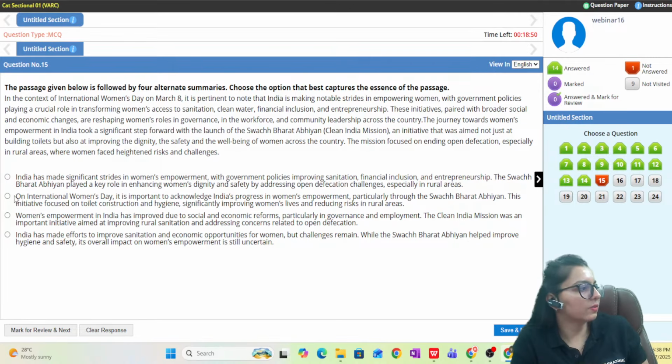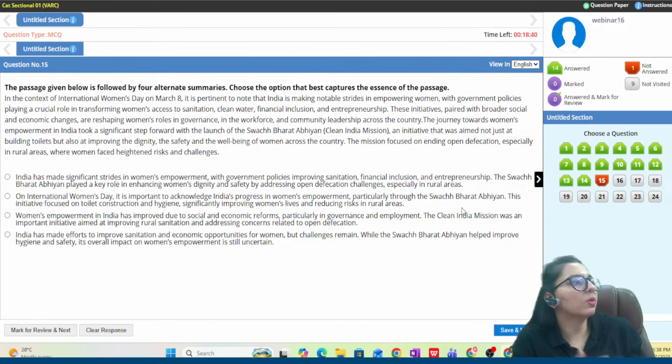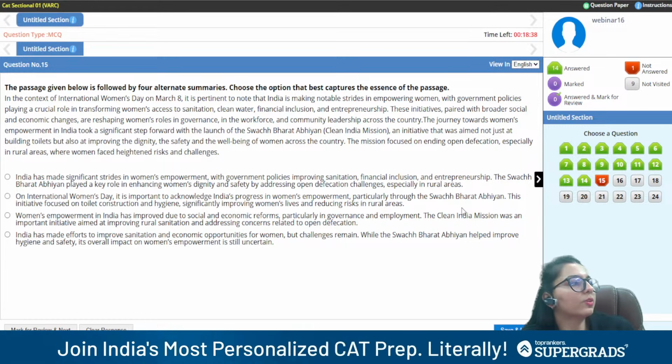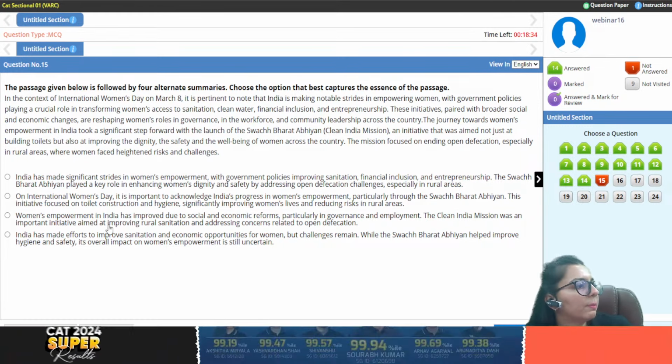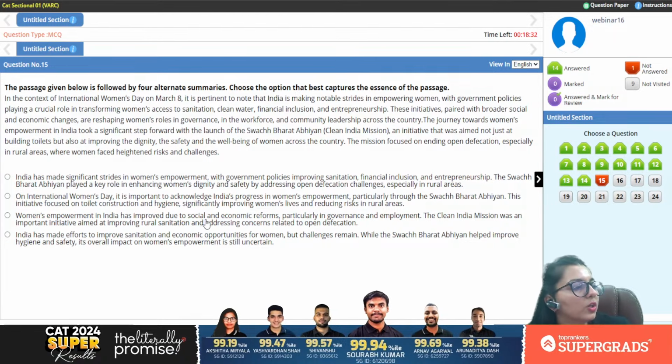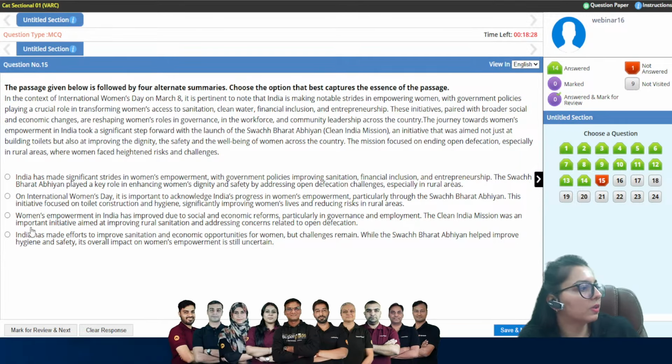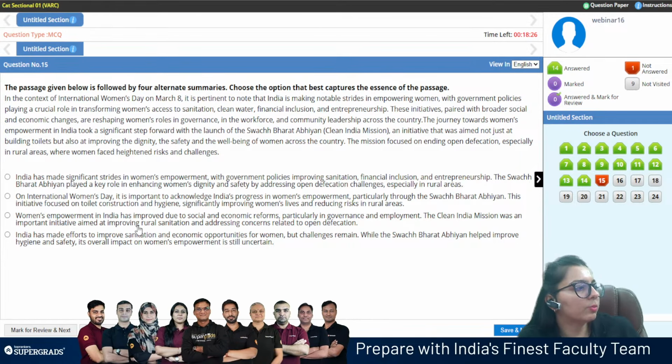Perfect. Let's reserve this. On International Women's Day, it is important to acknowledge India's progress in women's empowerment, particularly through, okay, no, not particularly through this. These initiatives, now all of these have played a lot of role, and of course, the Swachh Bharat has been a significance. It's not particularly just this, B can't be. Women empowerment in India has improved due to socio-economic reforms, particularly in governance and employment. The Clean India Mission was an important initiative aimed at improving rural sanitation and addressing concerns related to open defecation.